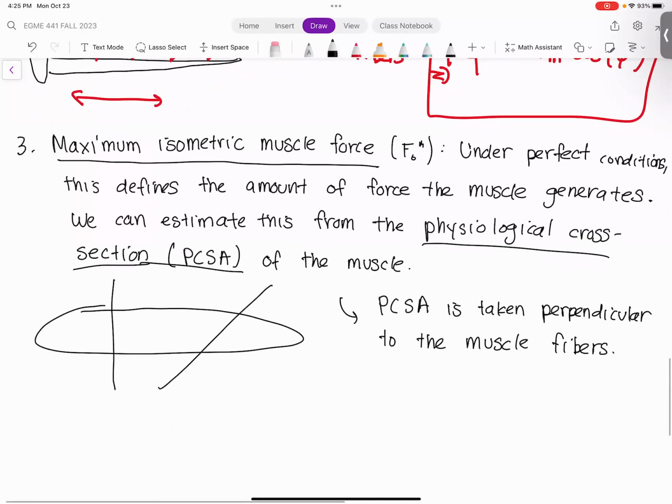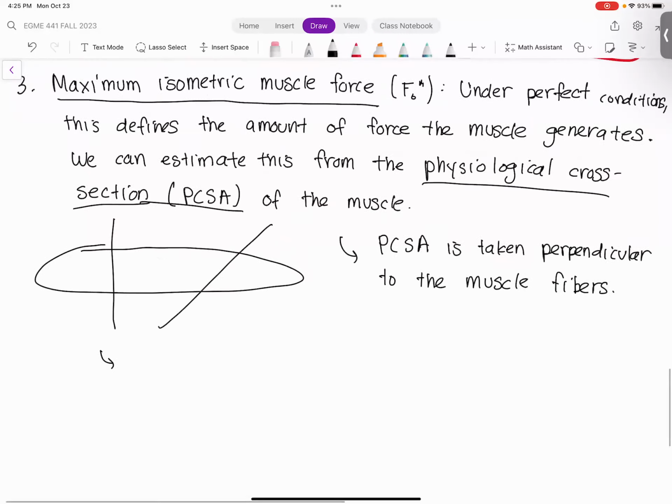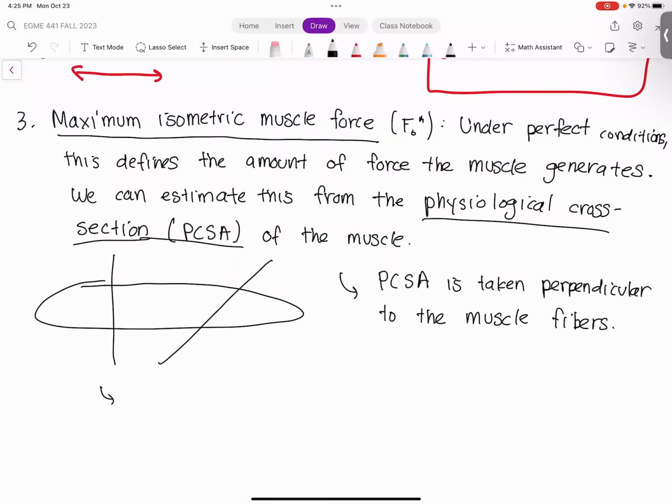Okay. And the reason for this is that, you remember we talked about how each muscle fiber is almost like a big chain of sarcomeres, right? And so if you have several muscle fibers that are arranged in parallel, another way to say that is that you have that many sarcomeres acting together for the muscle force. Okay.